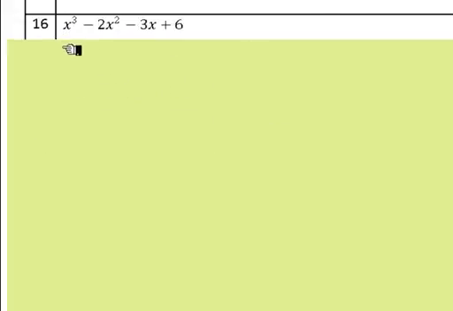Number 16, again, we have 4 terms, so we're going to try grouping again. Pull out x squared from the first group, and we're left with x minus 2. Now here we have this negative symbol, so pull out a negative if possible. So we could pull out minus 3. And here we'd be left with x. And if we pull minus 3 out of plus 6, we're left with minus 2. Just multiply back and make sure that that's correct. Here we have minus 3x, and here we have plus 6. Minus 3x plus 6.